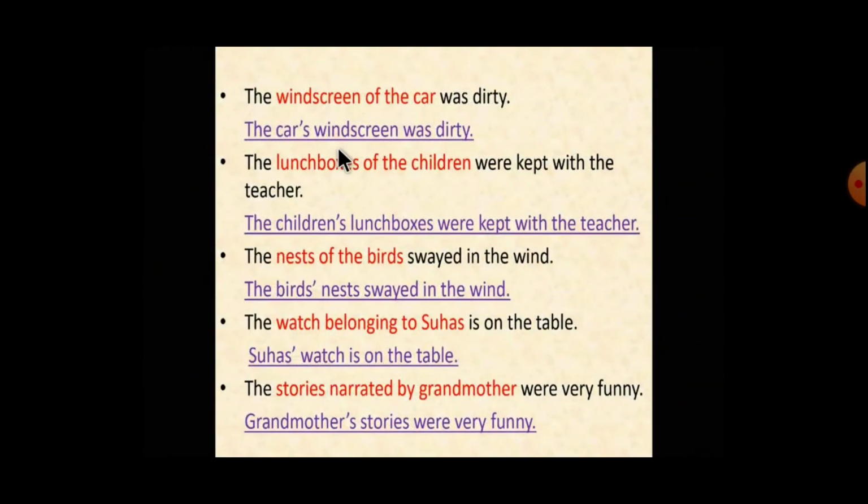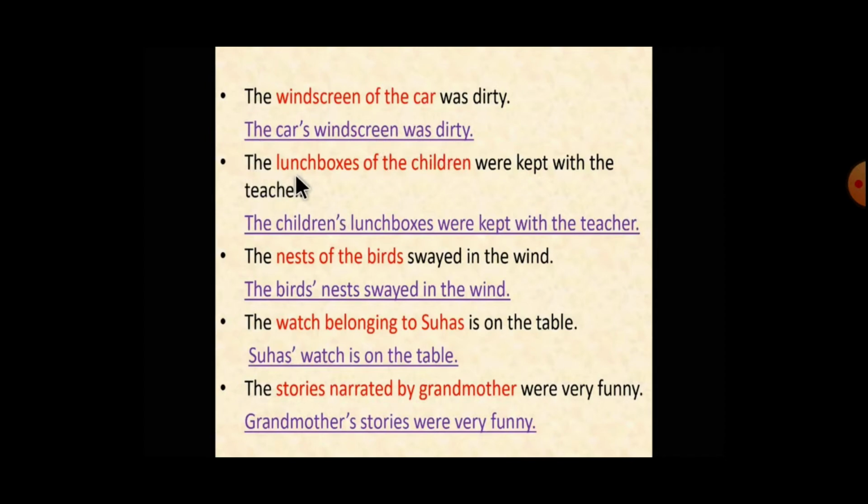Yes, these are a few examples in which both singular forms and plural forms are already given. The first one is the windscreen of the car was dirty, so we have to use here the apostrophe, or we can say the possessive form of these nouns. So we have to convert this windscreen of the car into the possessive form, and it's very easy. The car's windscreen was dirty. Yes, very simple.